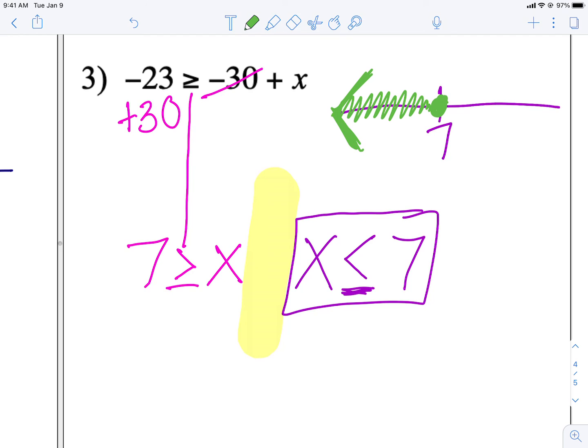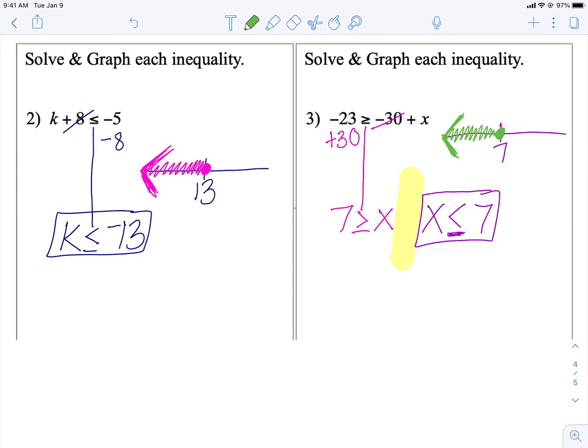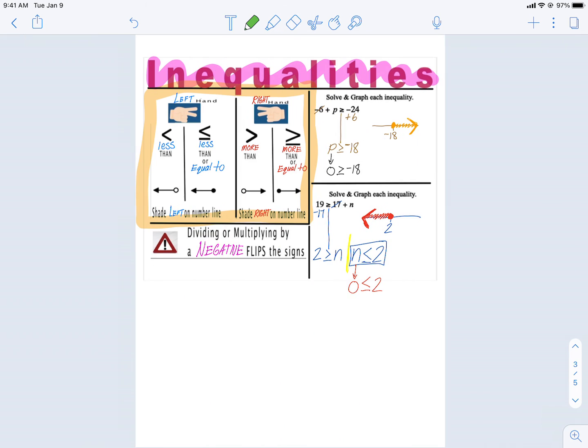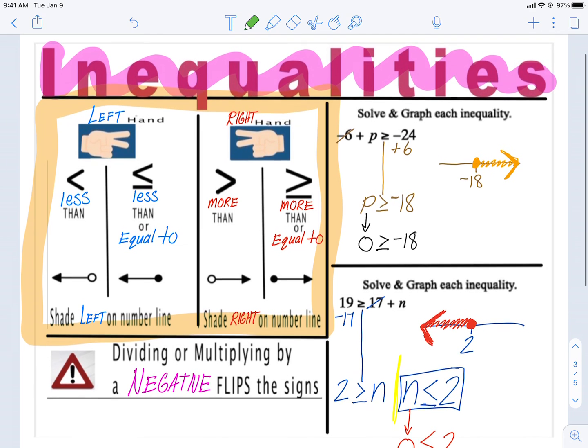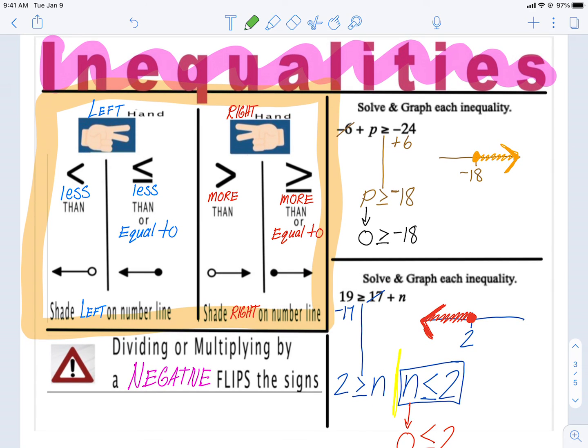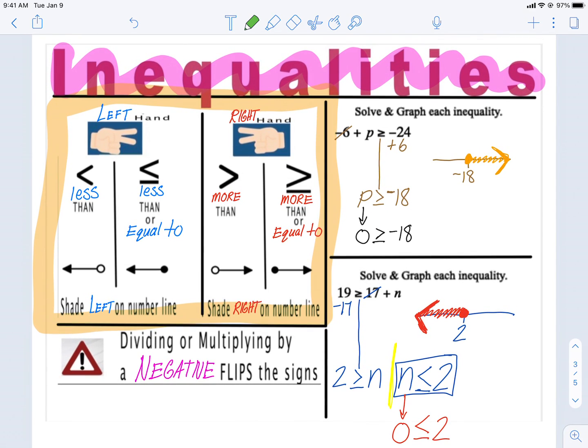All right. There you go. Those are a couple of examples of inequalities. Those are your notes for inequalities. You should be okay. We're going to take our time. We're going to practice slowly. And trust me, you will be able to understand all of this.